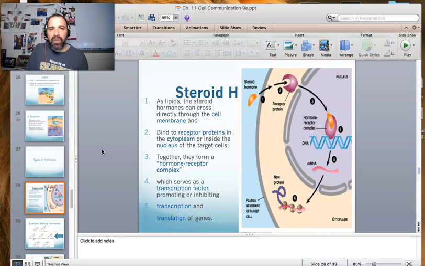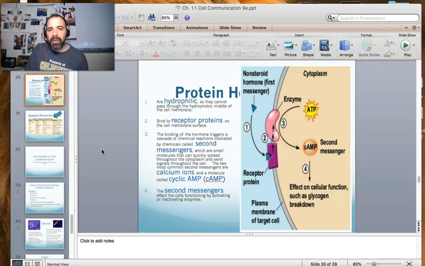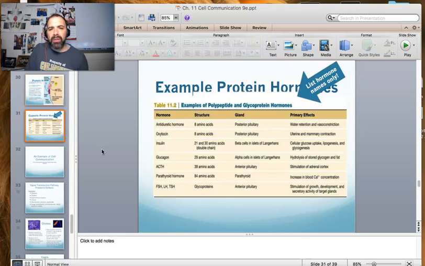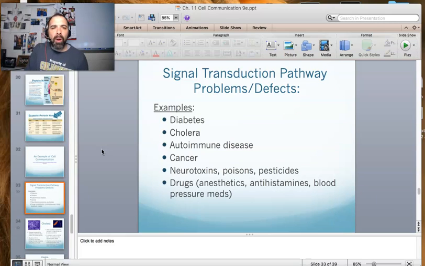Steroid hormones, we're going to fill this in class. These are ones that can pass right through. Some examples are progesterone, testosterone, and estrogen. And here are the protein hormones. Again, the picture got cut up; I'll try to fix it. These ones are hydrophilic, so they have to have a receptor protein. Example proteins are ADH, antidiuretic hormone, oxytocin, insulin, glucagon, ACTH, parathyroid hormone, follicle stimulating hormone, FSH, luteinizing hormone, and then TSH.